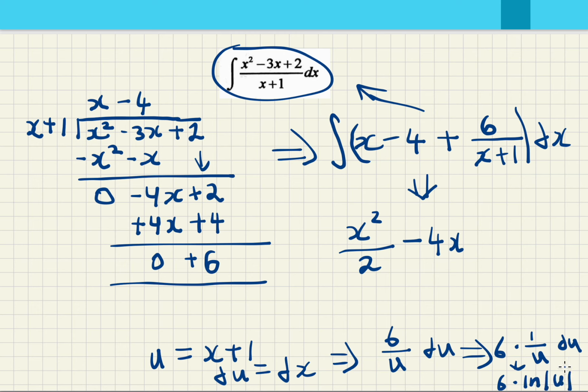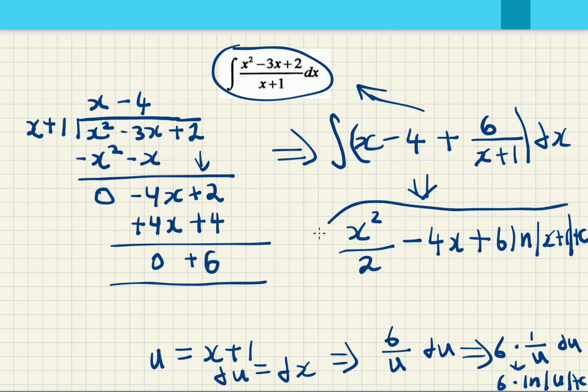So this would be equal to 6 times natural log of u. Make sure to put the absolute value bars plus c. So now we can replace u with x plus 1 because that's u in this. So you can just add whatever we did here, the simple u substitution, we can add that here. Plus 6 natural log of x plus 1. And don't forget c. And that will be our answer for this question.